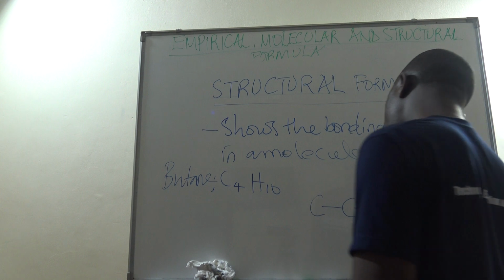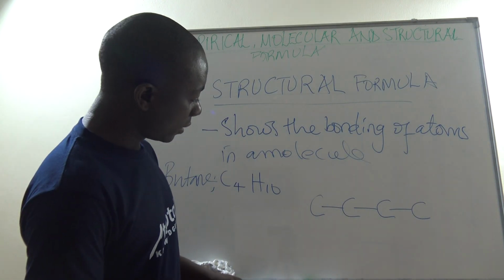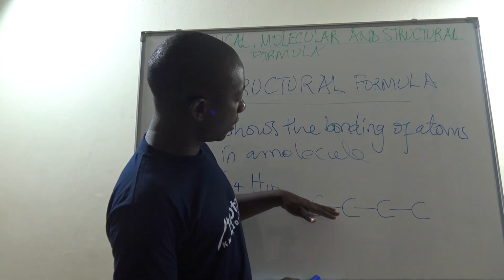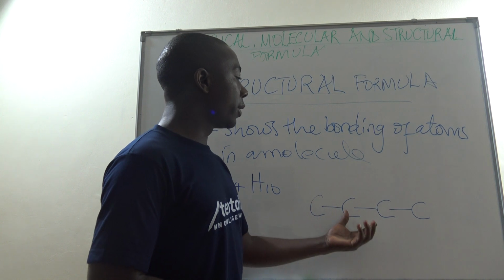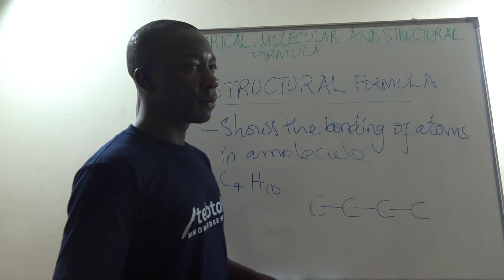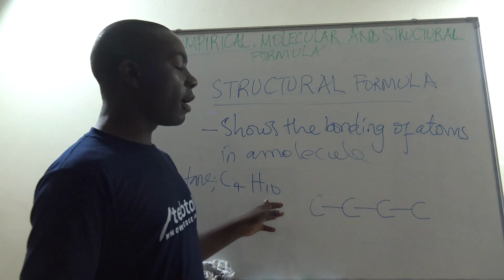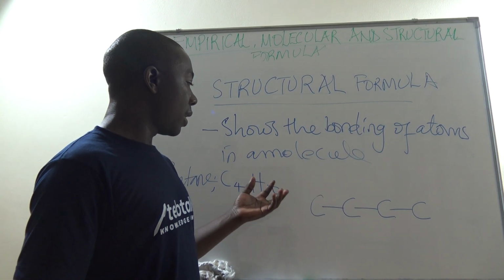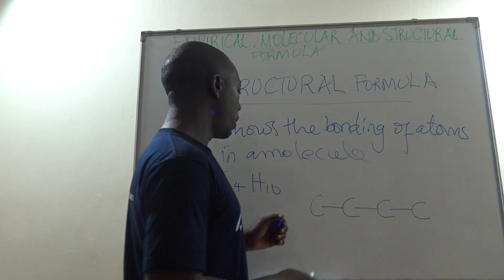Now, we start attaching. Actually, this is the bonding. These are 4 carbon atoms. The structural formula is showing you how the 4 carbon atoms are bonded to one another. But within the butane, we don't only have carbon atoms, we also have hydrogen atoms. How are they all bonded together to form an overall molecule?